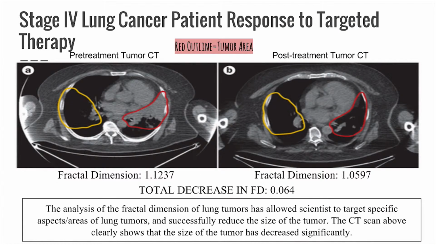The image to the left shows a patient's pre-treatment tumor CT, and the image to the right shows the same patient's post-treatment tumor CT scan. After treatment, the tumor decreased in mass greatly. The analysis of fractal dimension of lung tumors has allowed scientists to target specific aspects and areas of lung tumors and successfully reduce the size of tumors. The CT scan above clearly shows the size of the tumor has decreased significantly.